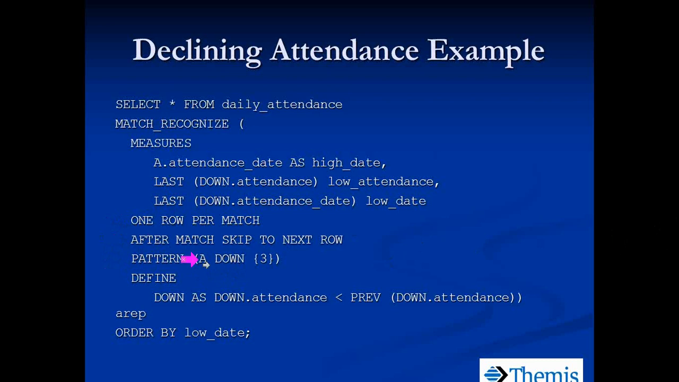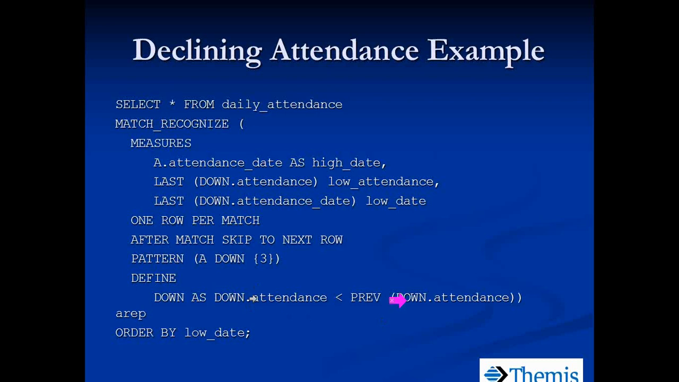So A represents the input row. So I'm looking at the attendance for a particular date. And then down has a definition that we're going to define down here, guess where, in our define section. So here's the variable called down. What's the definition of down? Well, down is defined as this, an attendance right here that is going to be less than the previous attendance. And you can almost look at define down here. It's almost like a where clause in most cases. And a lot of the examples I show you today will look just like a where clause.